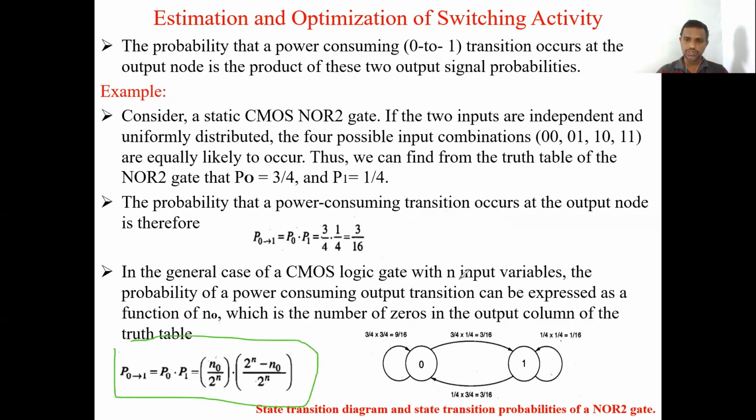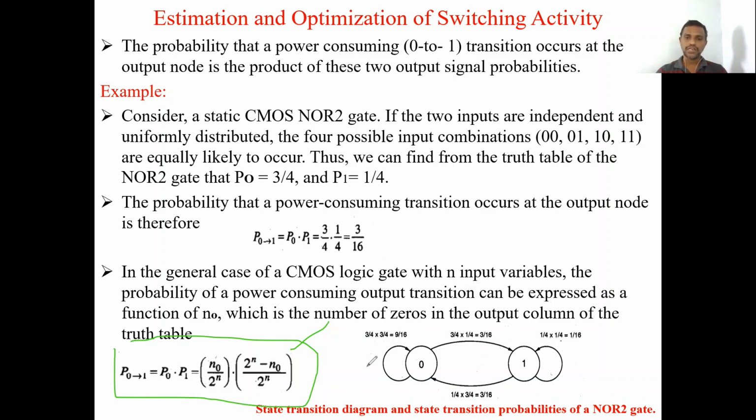In the general case of a CMOS logic gate with n input variables, the probability of power consuming output transition can be expressed as a function of n naught. Here n naught is the number of zeros obtained in the output column of the truth table. So the final, generalized equation for CMOS logic gates is P01 equal to P0 multiplied with P1, that is n naught by 2 power n multiplied with (2 power n minus n naught) by 2 power n. This is the generalized equation to estimate the probability of power consuming transition.